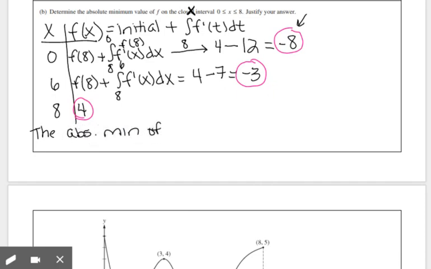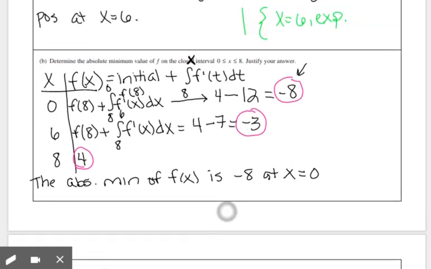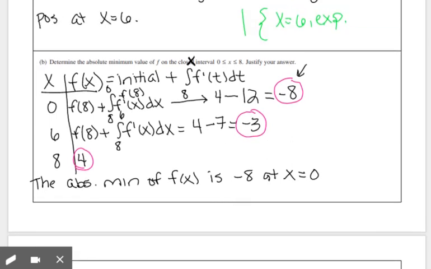of f of x is negative 8, and this happens at x equals 0. Now, you don't have to say where it occurs. I just always find it useful to specify it.